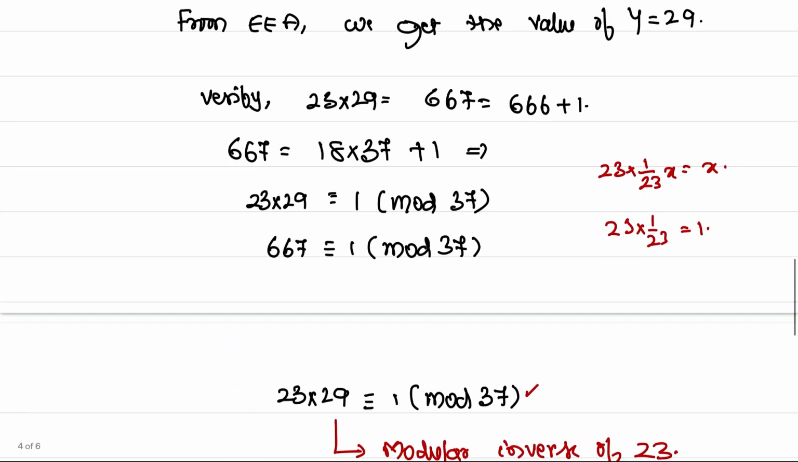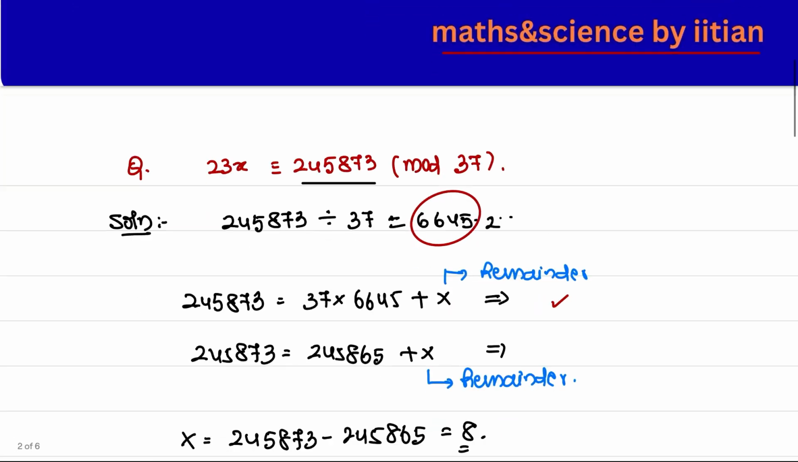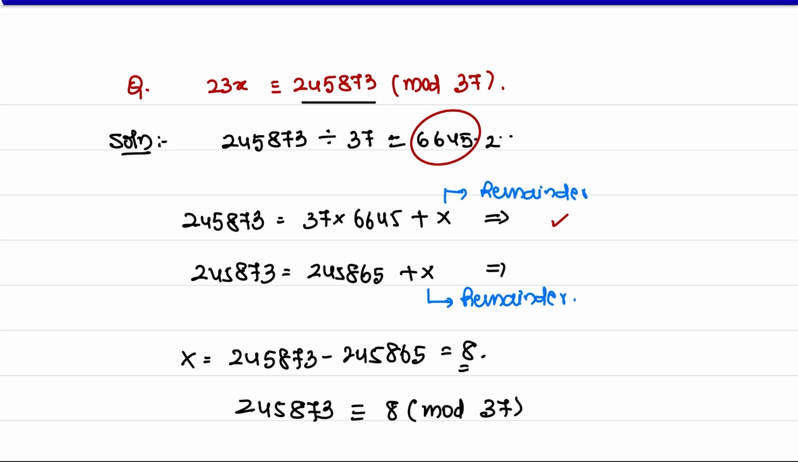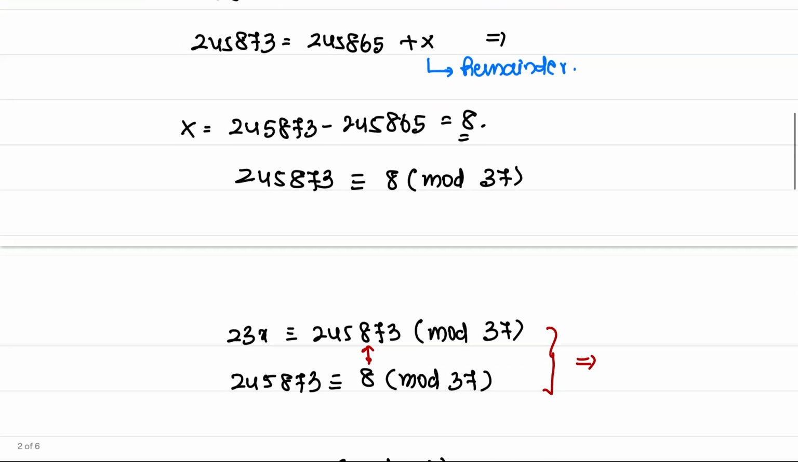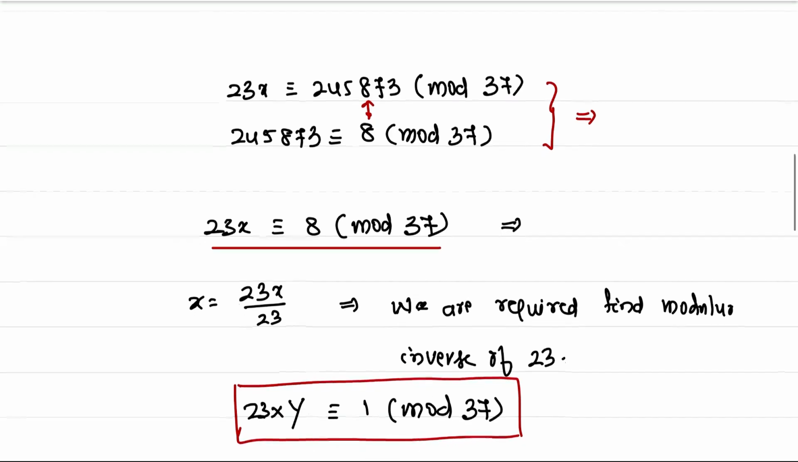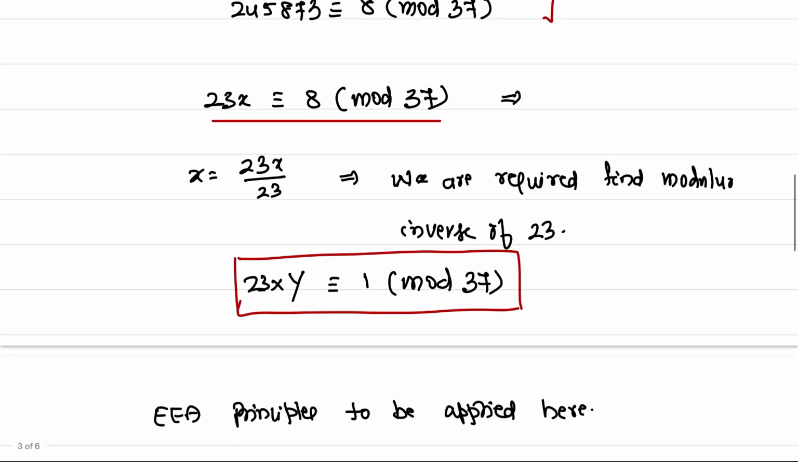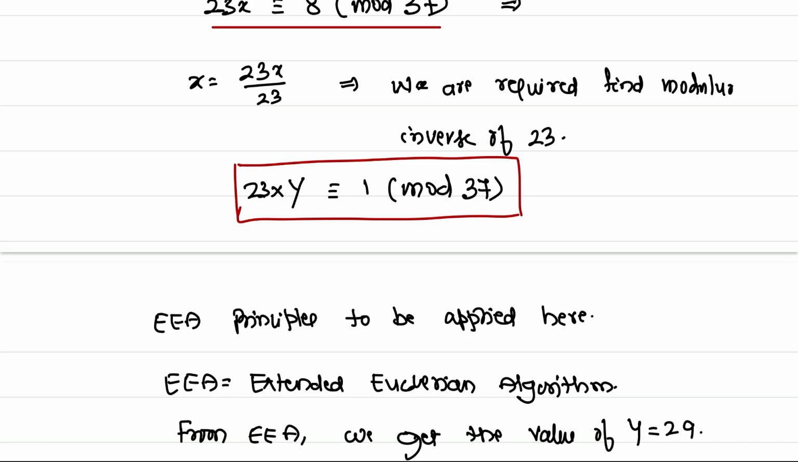How have we simplified from 23x equivalent to 245873 mod 37? We found 8 as the remainder when 245873 is divided by 37. Then on the left hand side we keep 23x, and the right hand side is replaced by 8 mod 37. Then 23 into y, the modular inverse of 23, is equal to 1 mod 37, because it is an inverse.